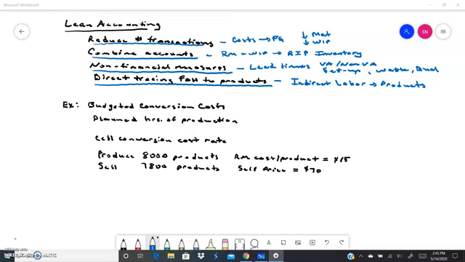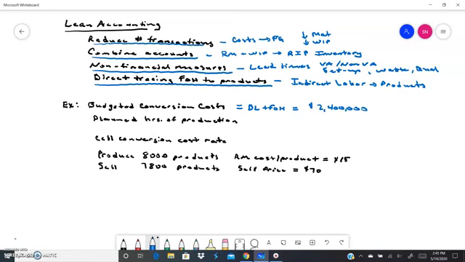So let's take an example of how this can work with a more streamlined accounting system. So let's just assume that our budgeted conversion costs, and by the way, conversion costs are going to be direct labor and factory overhead. Okay, so this is direct labor plus factory overhead. So we're not going to draw a distinction between the two anymore. Those are going to be combined. And in this particular case, let's say that it's $2,400,000 for this particular product.